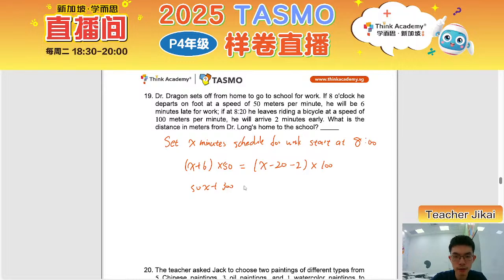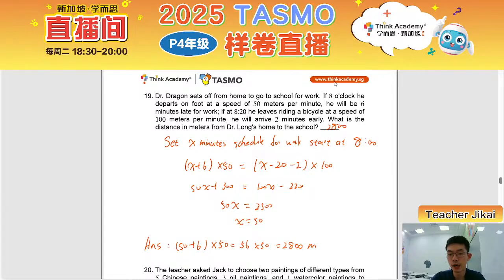50x plus 300 will be equal to 100x minus 200. So 50x is 2500. x here is 50. So we know he needs to arrive at the school at 8:50 here, right? So for the distance, you just take one of them, the left part for example. So 50 plus 6, this is the total time. He will travel for 56 minutes at the speed of 50 meters per minute. So it is 56 times 50, 2800 meters, right? The answer here is 2800. Yeah, just like this.